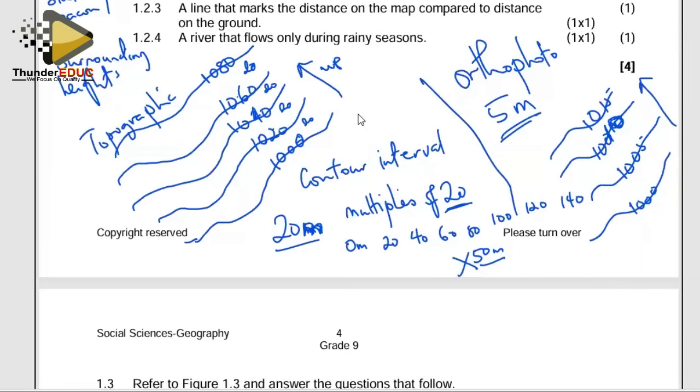So that's the idea, basically giving you a picture of how we must interpret the contour lines on both the topographic map and the orthophoto map. Right.